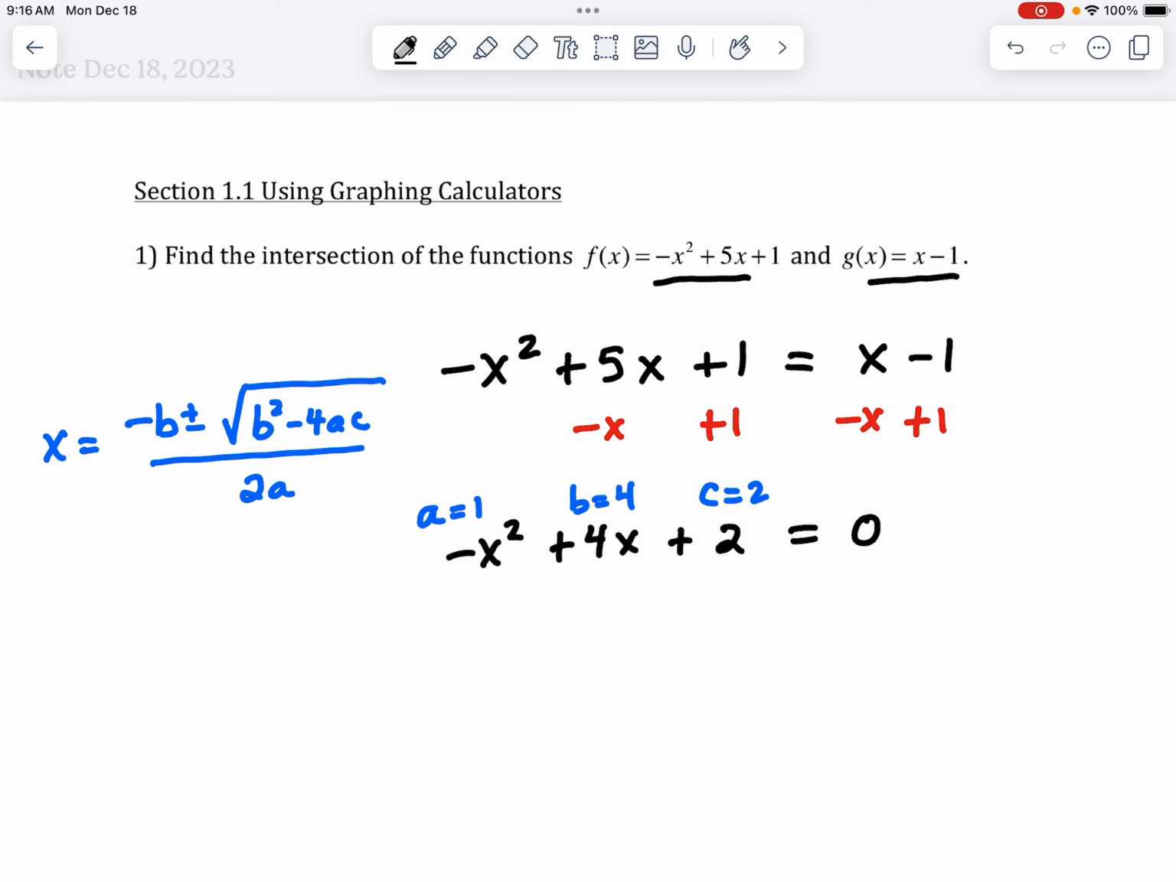One quick note: because it has x squared, that means you have two solutions. If it said x cubed, there would be 3 solutions. If it said x to the 4th, there would be 4 solutions. So this is going to have 2 solutions for x.